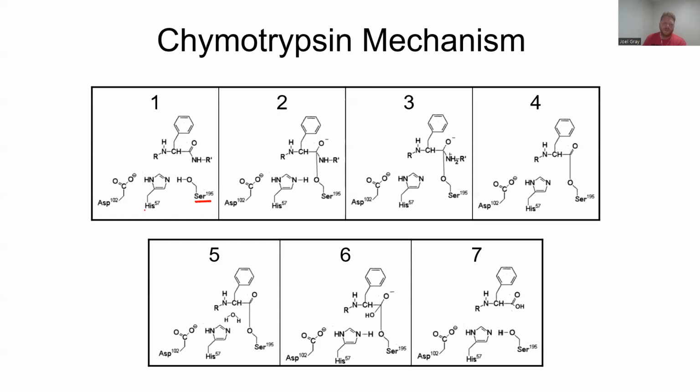195, histidine 57, and then aspartate 102, if we look at serine first, what happens with serine from cell number 1 to cell number 2? Well, immediately we see serine establishing a hydrogen bond with our substrate. In addition to that, if you look at histidine 57, histidine 57 gets mixed up into things very quickly as well.